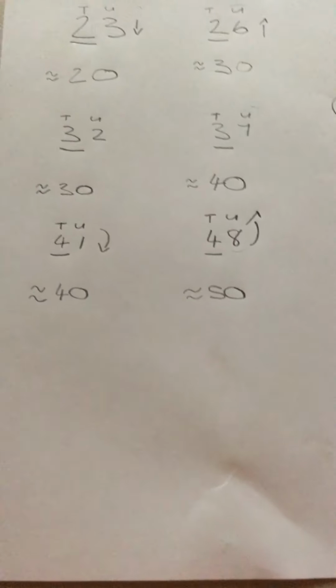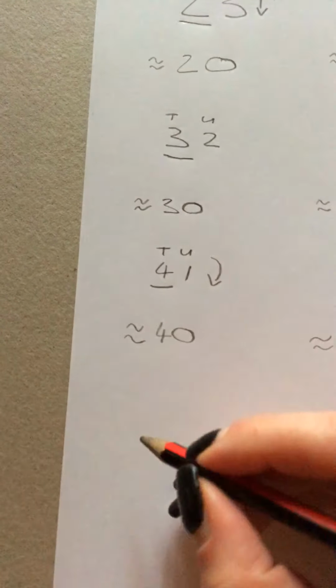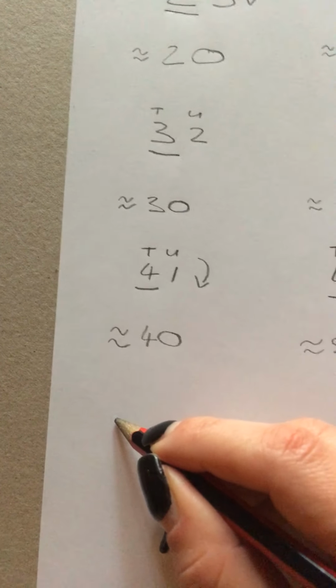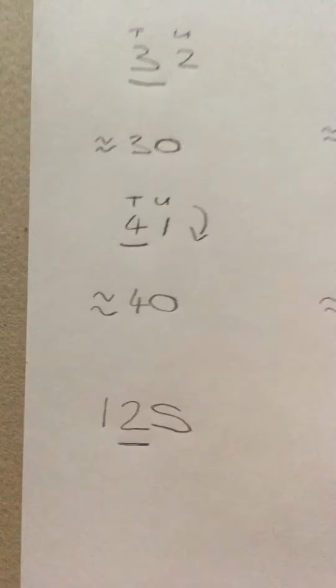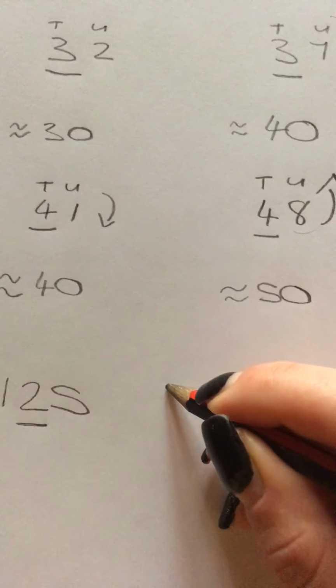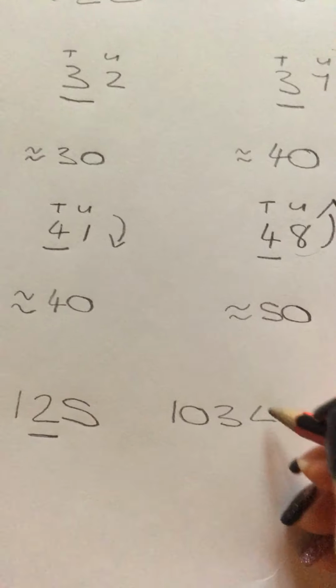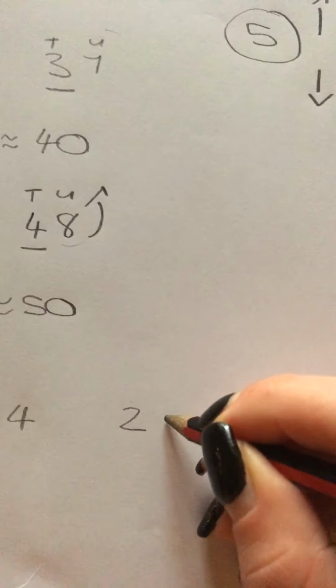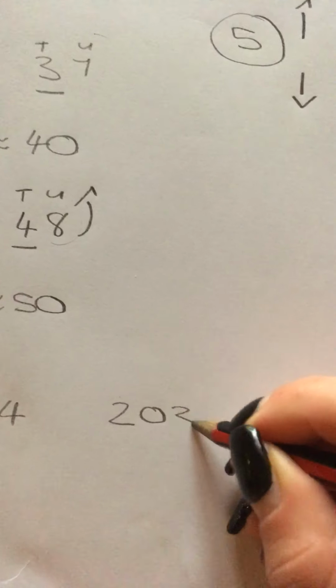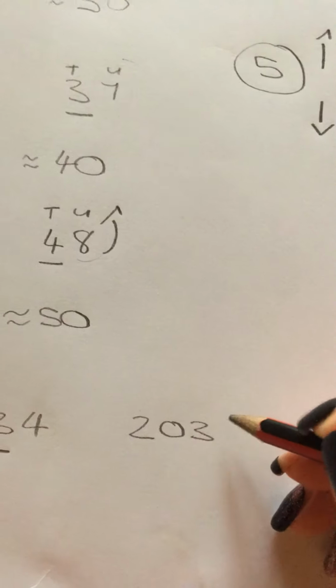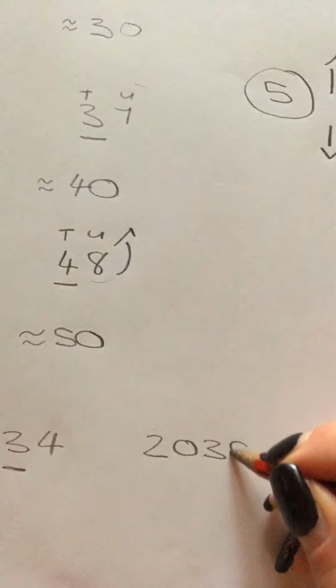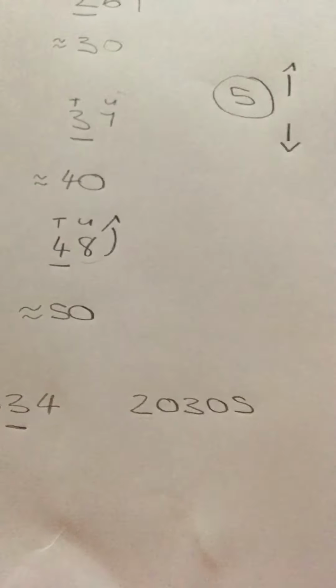Now, the thing I want to show you last in the video, and like I said, I can send many more videos if you are stuck, is that if you have the number 125, we are still rounding to 10. That means we underline our 10. If we have the number 1034, we're still rounding to 10. We underline the 10. If I have a number like 20,305, 200,000 might be a bit too big.